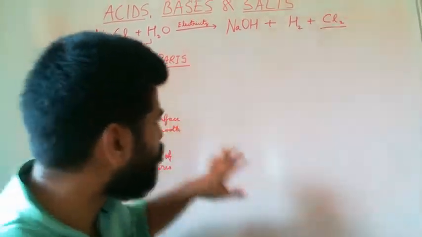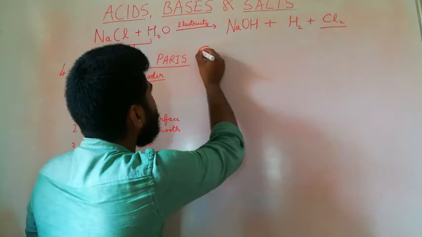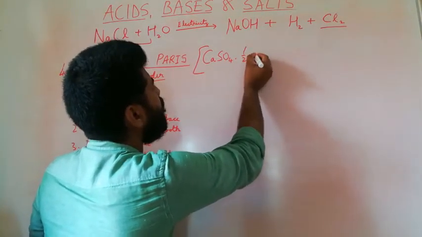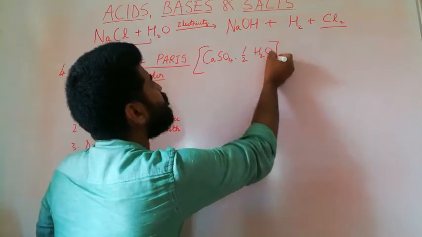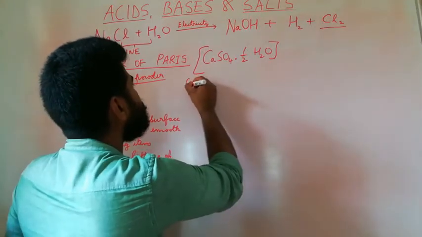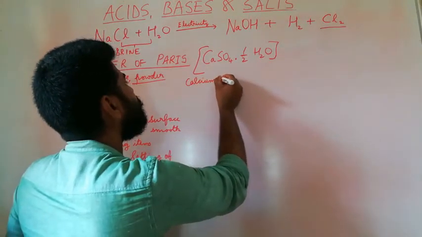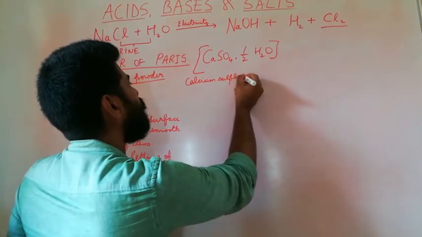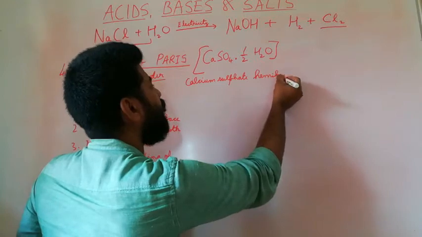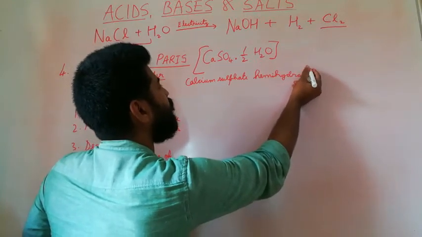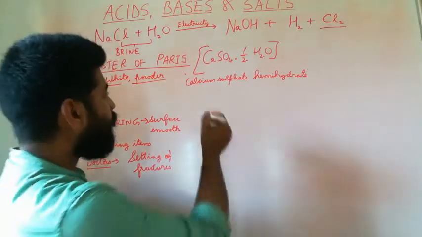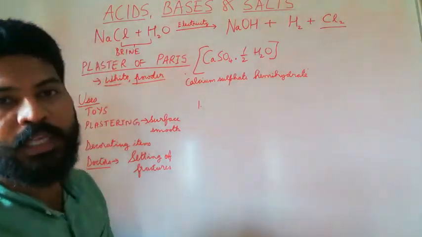This plaster of Paris is chemically calcium sulfate hemihydrate, CaSO4 dot half H2O. So calcium sulfate half, that is hemihydrate. That is the chemical name. Common name is plaster of Paris. How is it produced?